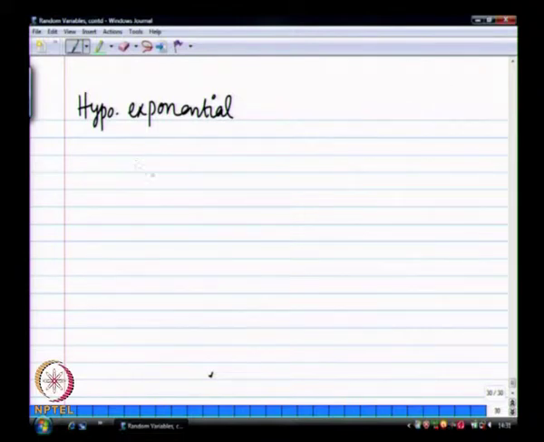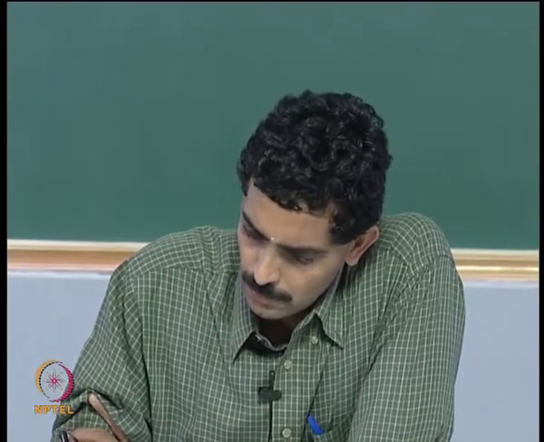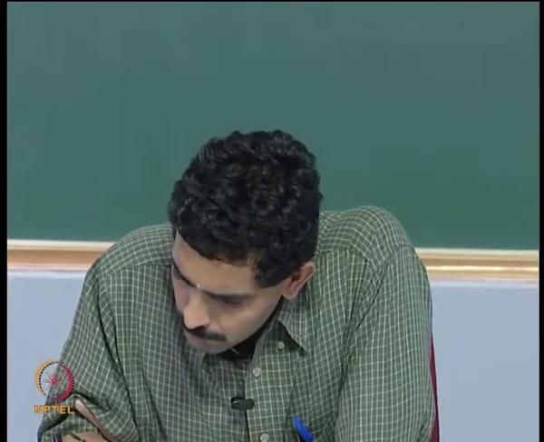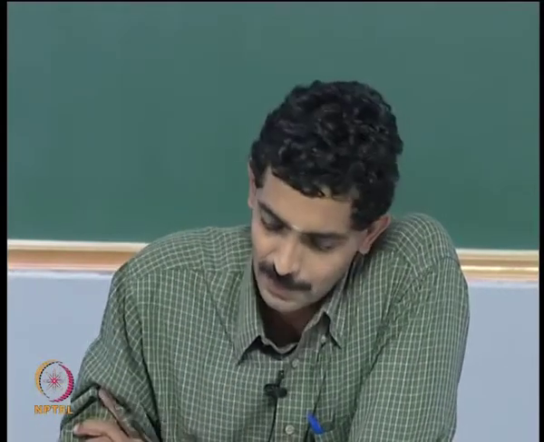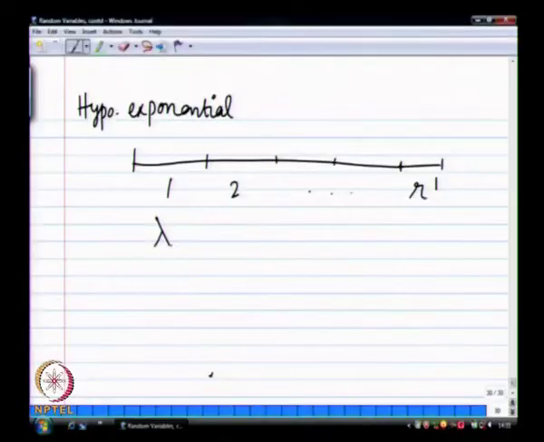So what you have is a process, your entire system going through several phases. Let us say this is a pipeline, and you are going through these phases, and in each phase you spend a certain amount of time. So this is phase 1, phase 2 and so on, a total of r phases, and the time that you spend in each phase is exponential with rates lambda 1, lambda 2 and so on.